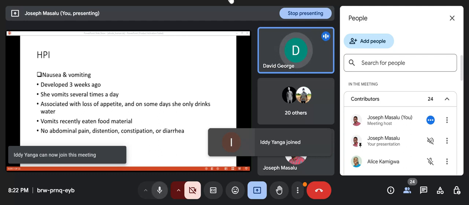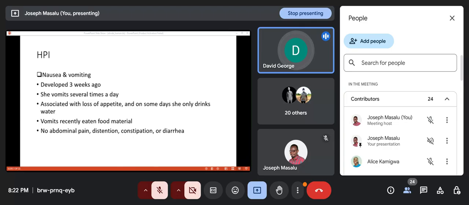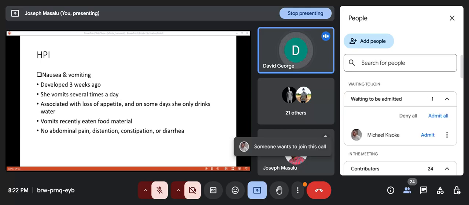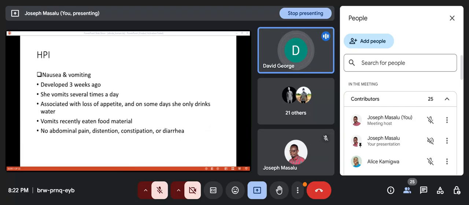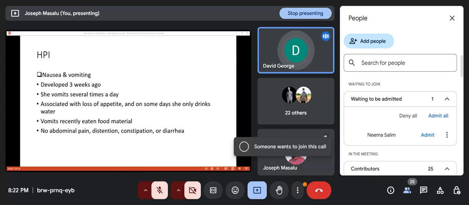So the symptoms on the last bullet, I think they are helpful in a way. They cannot make us throw out local causes in the GIT completely, but at least to some extent, they help us narrow down, or at least make us think that local causes in the GIT are probably less likely. But we could still have nausea and vomiting with local causes in the GIT in absence of abdominal pain, distension, constipation, or diarrhea.